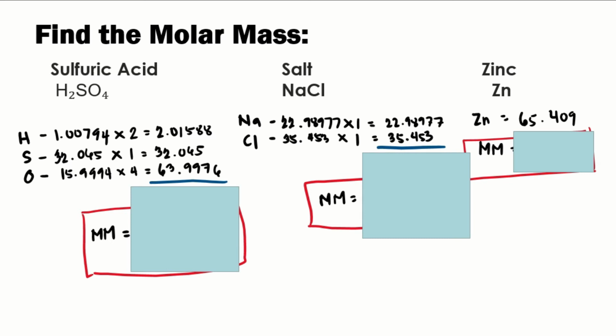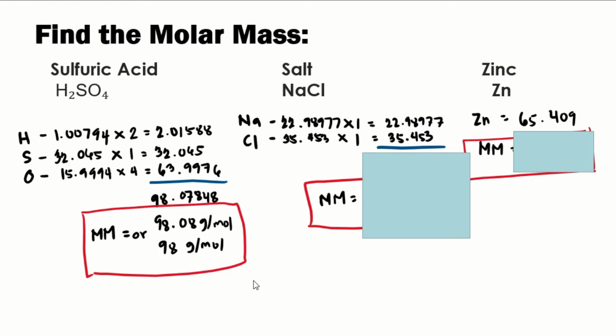Okay, so let's start with sulfuric acid. What is your answer? Let's check if you got the same result. So for sulfuric acid, the molar mass is 98.08 grams per mole, or just simply 98 grams per mole.